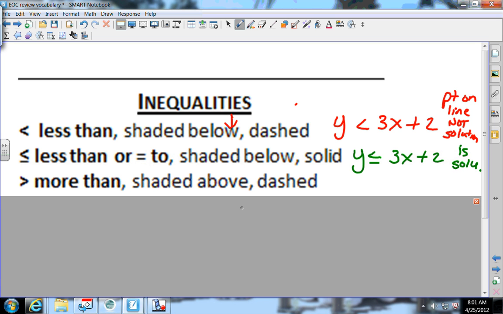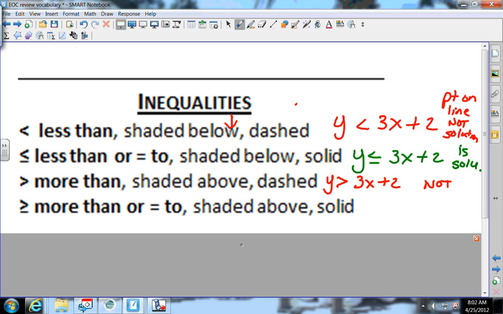The next one, we would have y is greater than 3x plus 2. Again, the points on this line are not a solution. The only things that are solutions are things that are above this line because it's greater than. Then the next one, y is greater than or equal to 3x plus 2. These are a solution on the line and above the line because of the equal to bar.